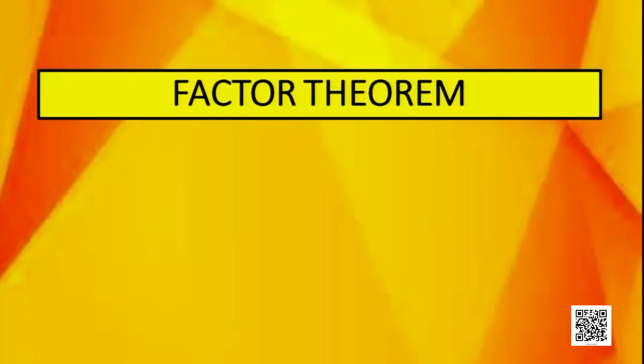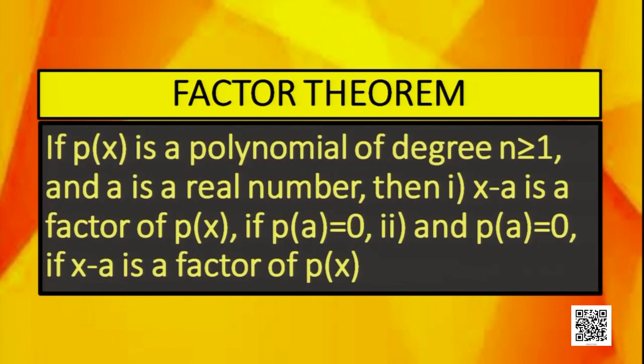What is the factor theorem? The factor theorem says, if P(x) is a polynomial of degree n greater than or equal to 1, and a is a real number, then first of all, x minus a is a factor of P(x) if the polynomial value at a is equal to 0. And on the other hand, if the polynomial value at a is equal to 0, then x minus a is a factor of P(x). Here, let's see what the proof is.